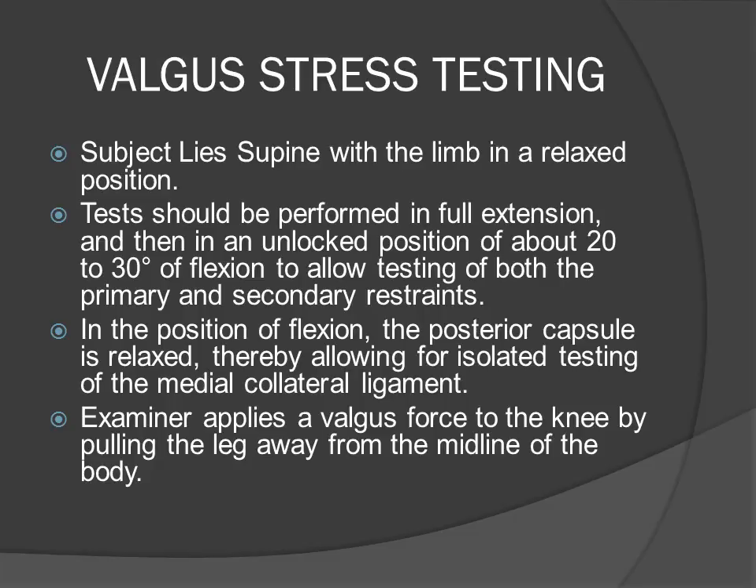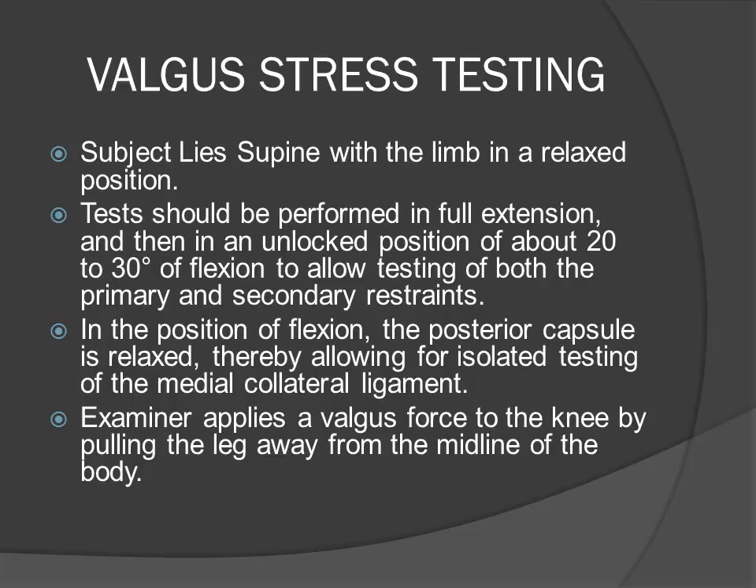Now, we won't have time to demonstrate this, but I want to describe the valgus stress testing for assessing the medial collateral ligament. This can be done either sitting or supine. Typically, it's done supine and with the involved limb in a relaxed position. And you're going to want to perform valgus stress testing in a variety of test positions, beginning first in full extension and then moving through various degrees of knee flexion. And this allows testing of both the primary and the secondary restraints against valgus stress, that is.